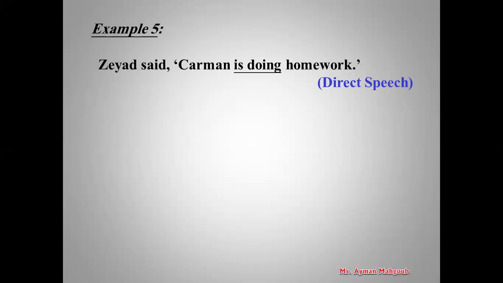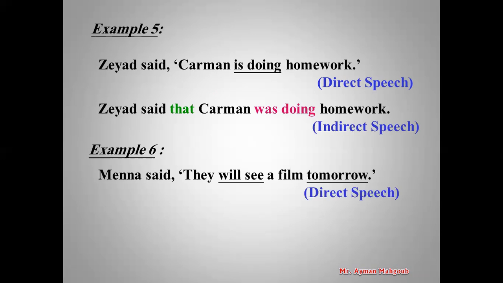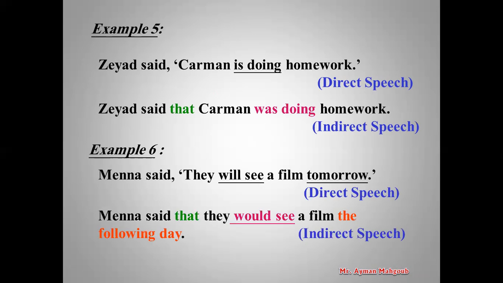Example 5. Ziad said, "Carmen is doing her homework." Ziad said that Carmen was doing her homework. Example 6. Minna said, "They will see a film tomorrow." This is direct speech. The indirect speech, or the reported one, is: Minna said that they would see a film the following day. The changes again.